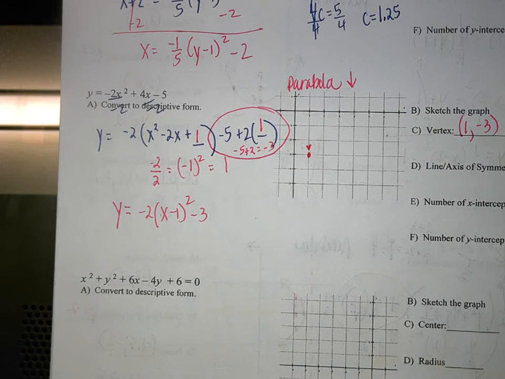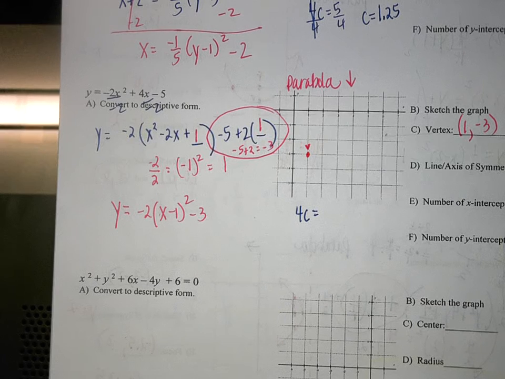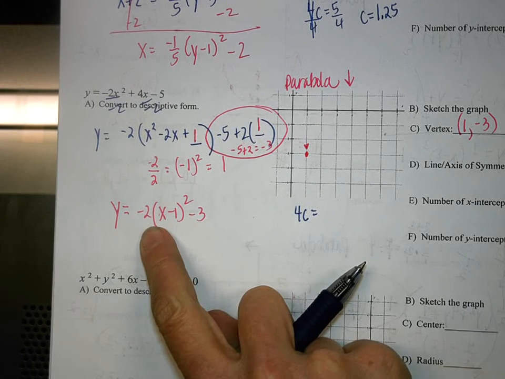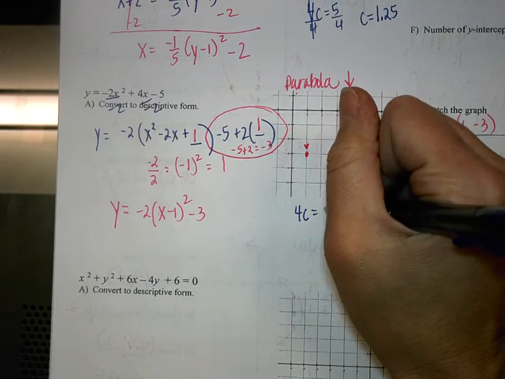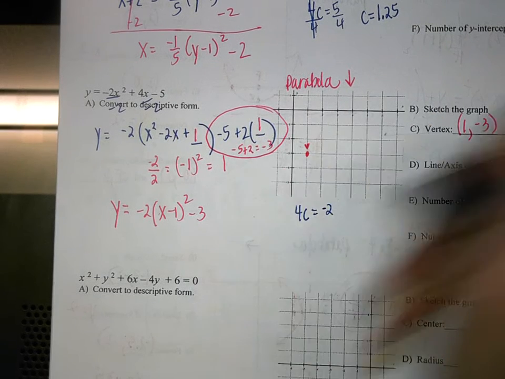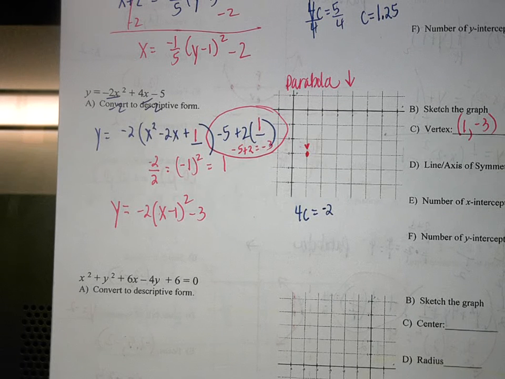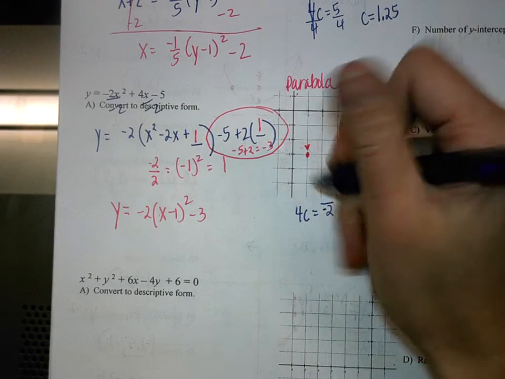How do I know how far to go for my focus and directrix? 4C equals negative 2. Oh no, sorry, just kidding. 4C equals... negative 2, or 2. And then what do I do? Divide by 4. Actually, it's not 2. It's always the reciprocal, right? So it'd be 1? What's the reciprocal of 2? 1/2.